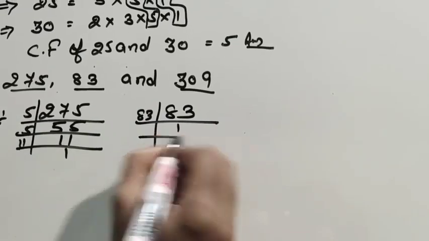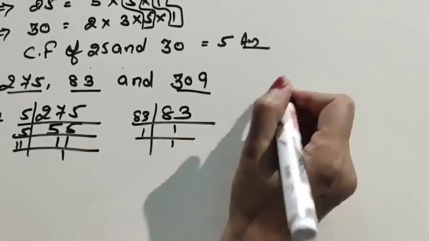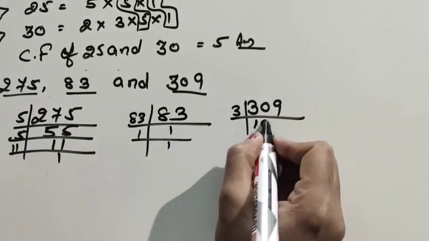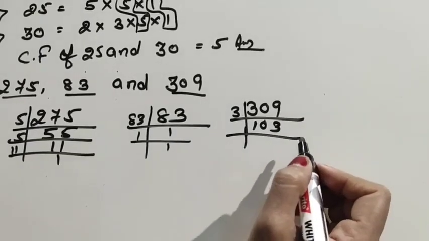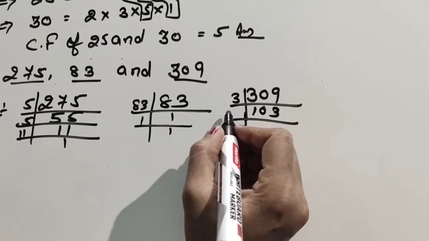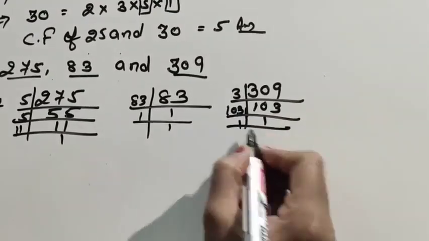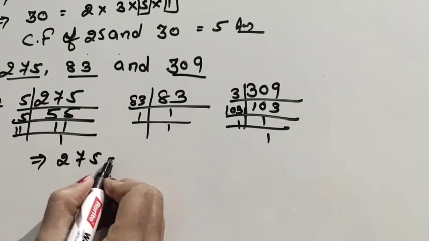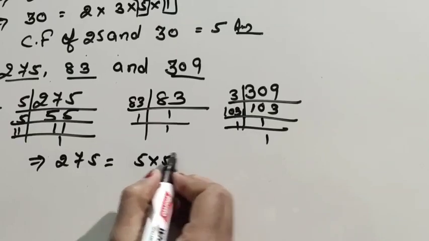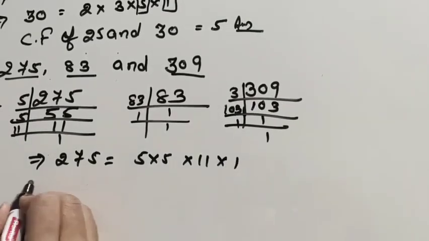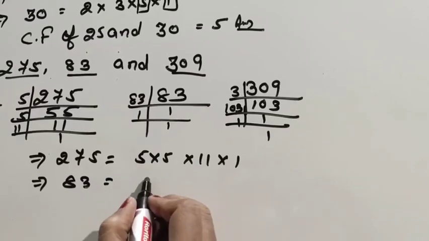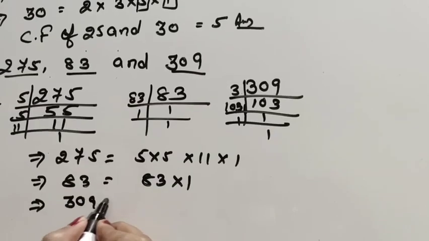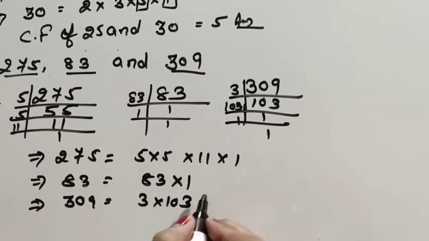Clear? Now the next is given. Now 1 1s are 1. 309. 309 will divide with 3. 3 1s are 3, 3 3s are 9. Now the next is given. 103 1s are 103. Now 1 1s are 1. So 275 you have to write here: 5 multiply with 5 multiply with 11 multiply with 1. 83 is 83 multiply with 1, and the last one 309 is 3 into 103 multiply with 1.